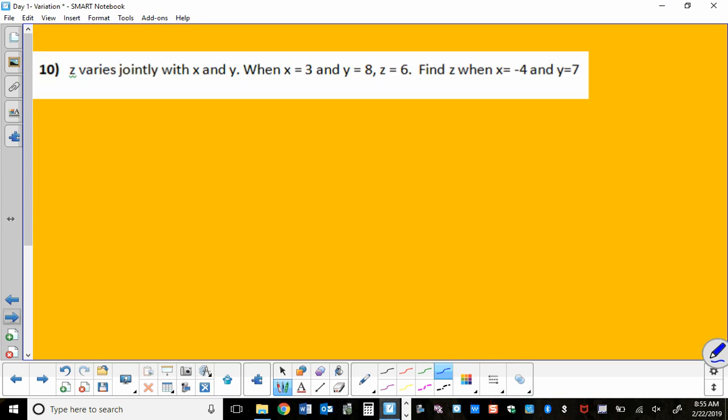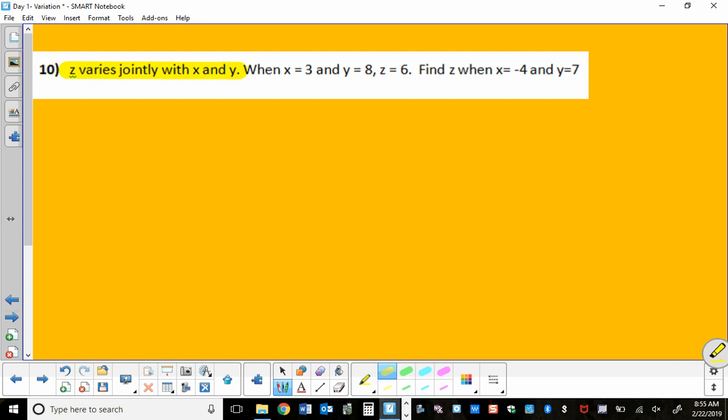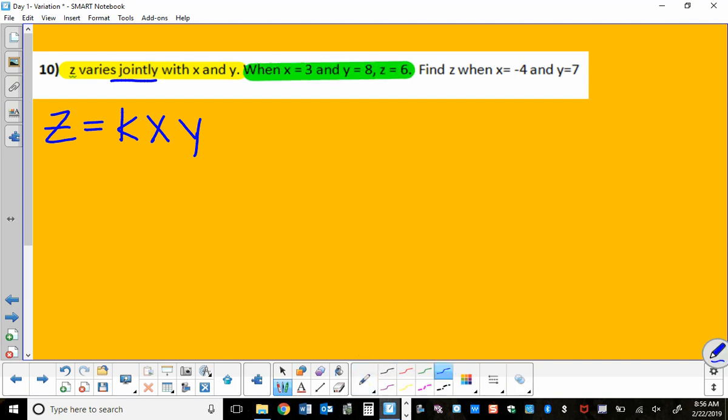Alright, let's practice these. Alright, z varies jointly with x and y. Okay, so if I write this as I'm reading it, z varies, I have my k after my equal sign, jointly, so I'm going to multiply with x and y. Alright, that's part 1, to make my equation. Part 2 says when x is 3, so I plug that in, y is 8, and z is 6. So I'm solving for k.